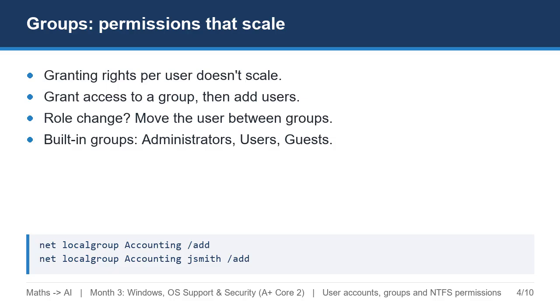Now imagine setting permissions on 1,000 files for 50 users, and then someone leaves. Painful. So Windows uses groups. You grant access to a group, say accounting, then add users to that group. When a person's role changes, you simply move them between groups, and the files themselves never need touching. Common built-in groups include administrators, users, and guests.